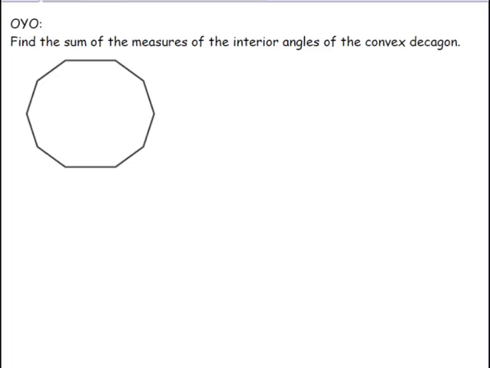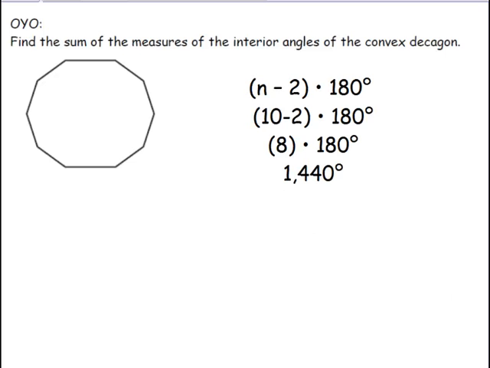Okay, I'll have you do this one on your own. You need to find the sum of the measures of the interior angles of the convex decagon. So how many degrees do all the interior angles of the decagon add up to be? Go ahead and push pause, and when you're ready you can push play and check your answer. So you should have used n minus 2 times 180. n is the number of sides. There are 10 sides in a decagon. 10 take away 2 is 8, and 8 times 180 is 1,440 degrees. So all of the interior angles of this decagon add up to be 1,440 degrees.